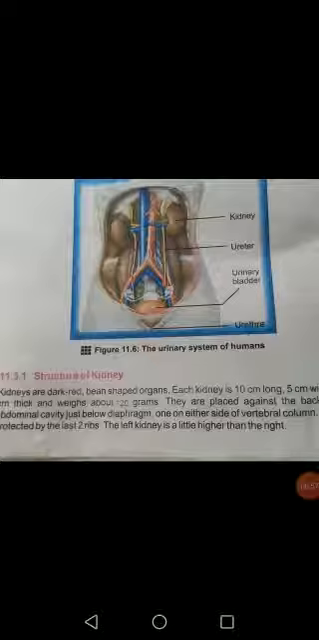They are present on either side of the vertebral column, and they are protected by the last two ribs. Position wise, the left kidney is a little higher than the right kidney.